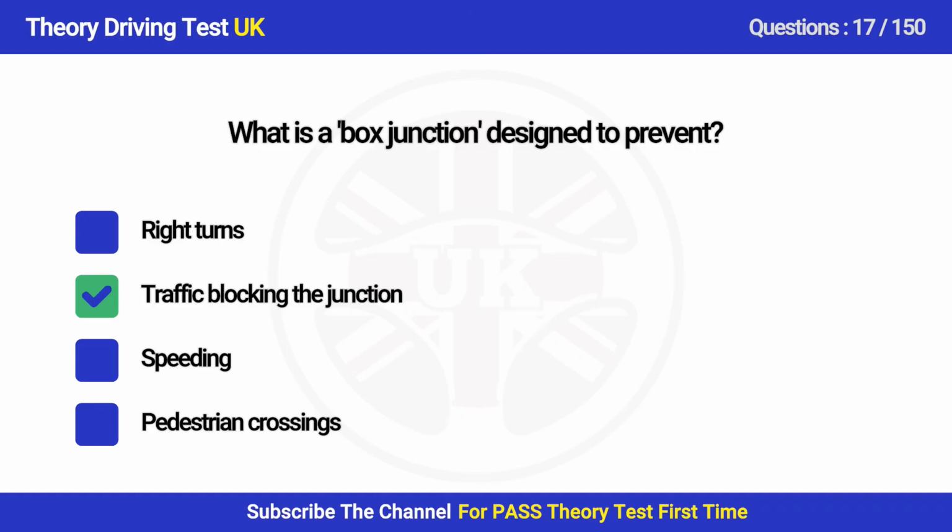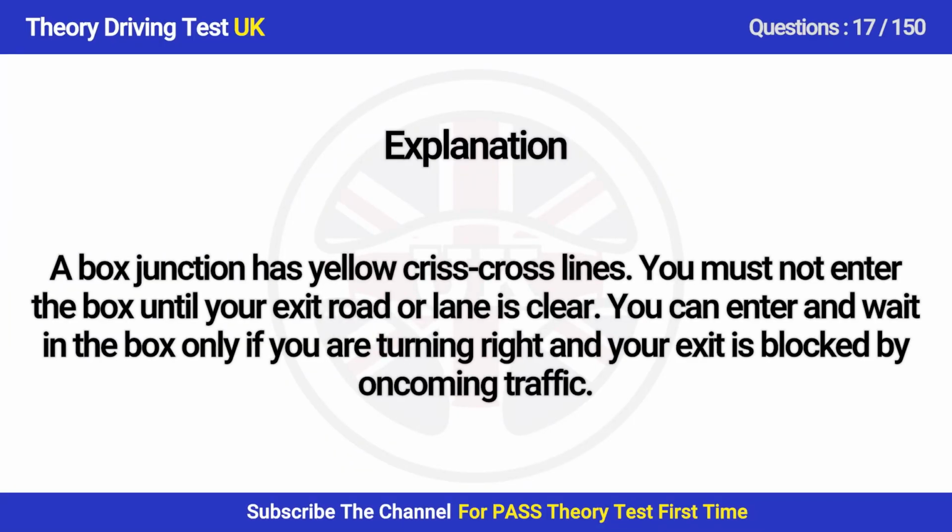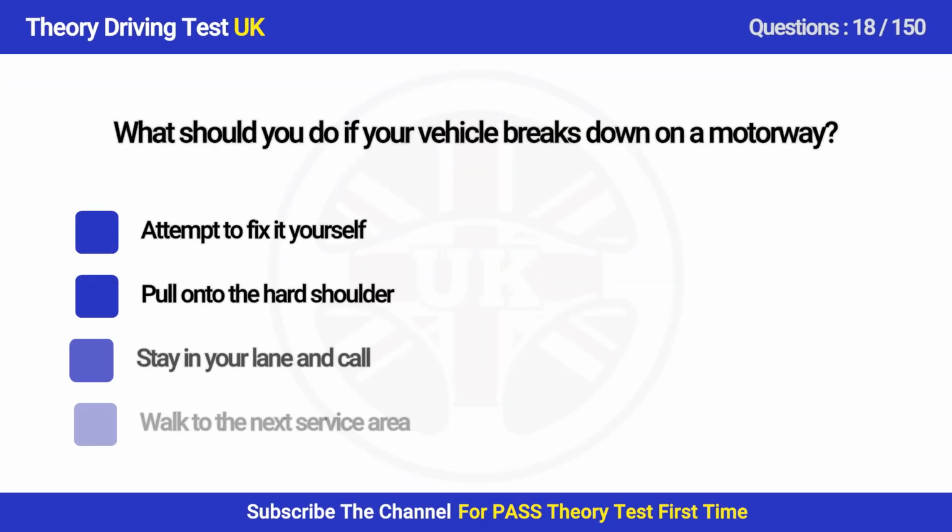Answers is B. Traffic blocking the junction. A box junction has yellow lines. You must not enter the box until your exit road or lane is clear. You can enter and wait in the box only if you are turning right and your exit is blocked by oncoming traffic.